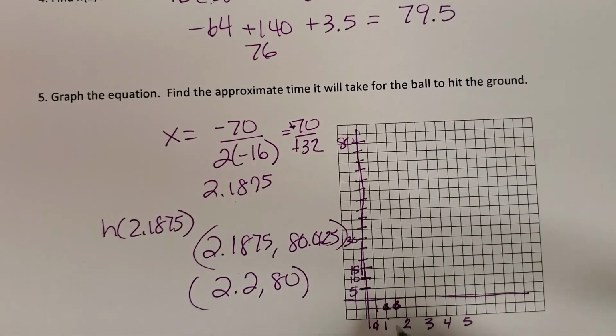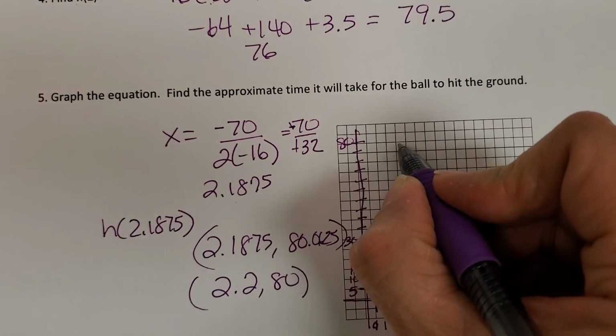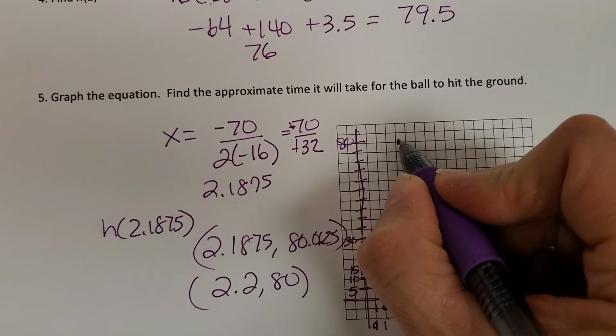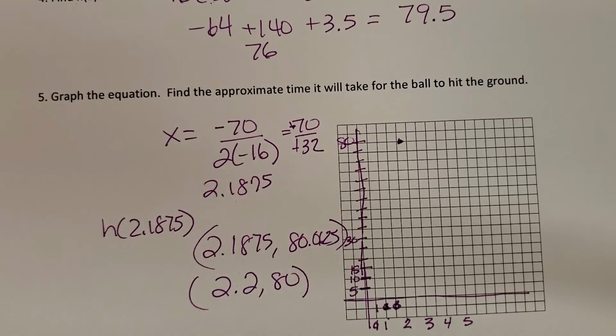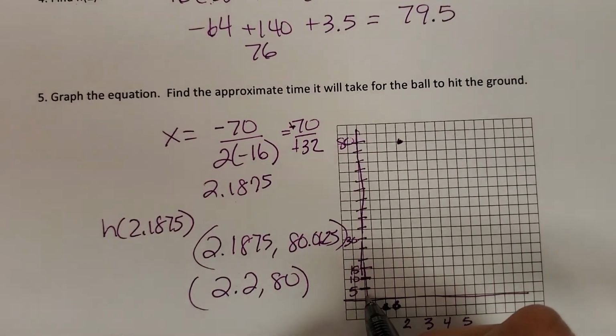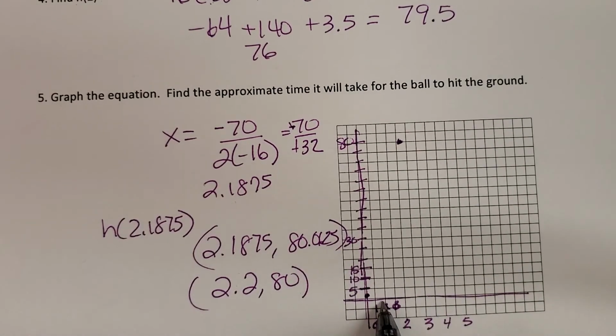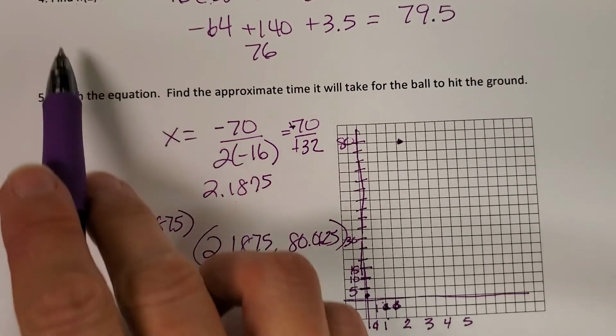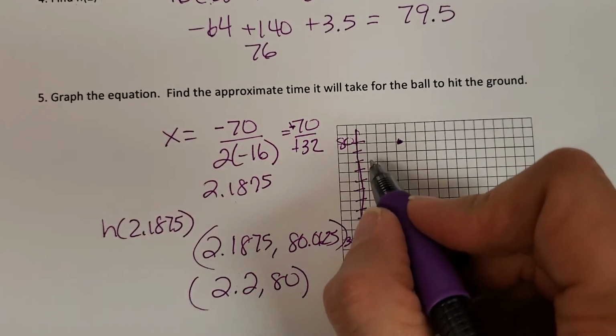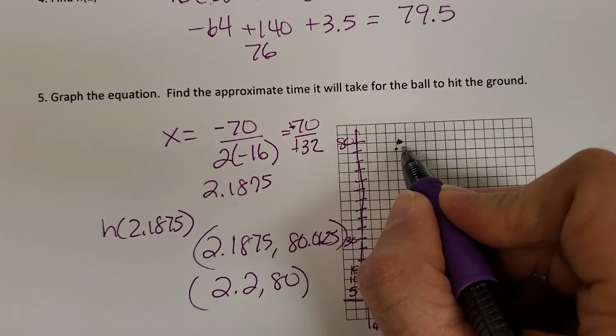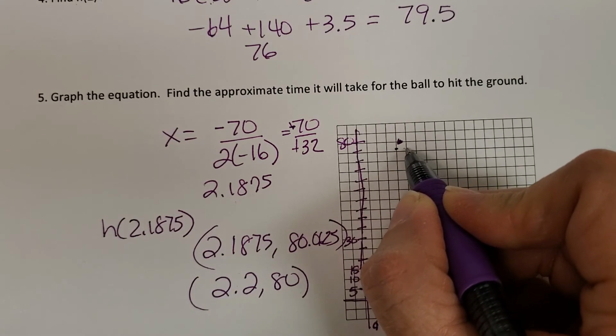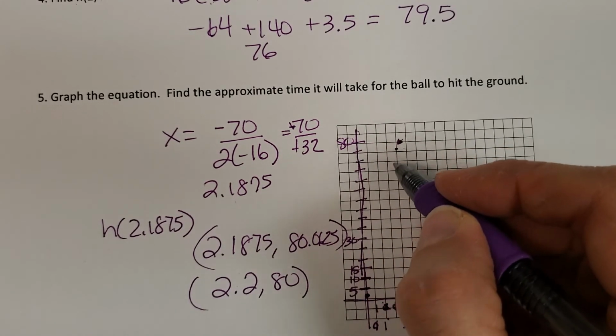So after 2.2 seconds, I'll come over here to 2, that's 2.5, so it's going to be right in here. This is going to be the highest point. We know it starts at 3.5 feet, so that's going to be right here at time 0. And we found that at 2 seconds, it's at 76, so that would have been right there. And since it's a parabola, it's going to go like this.